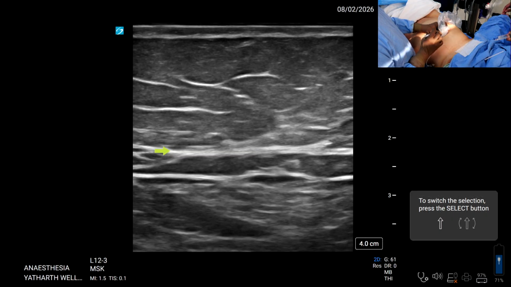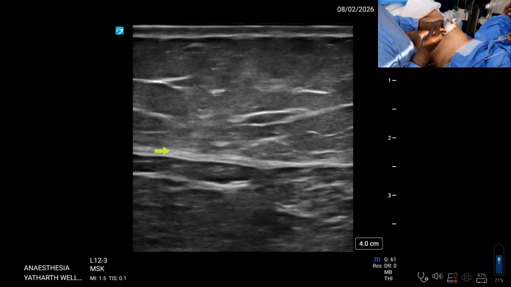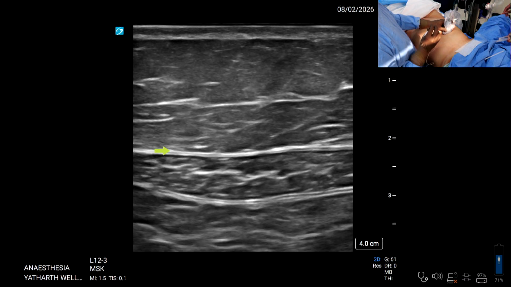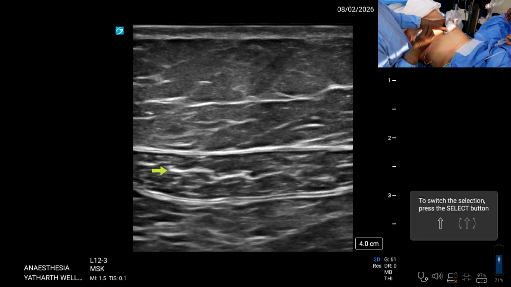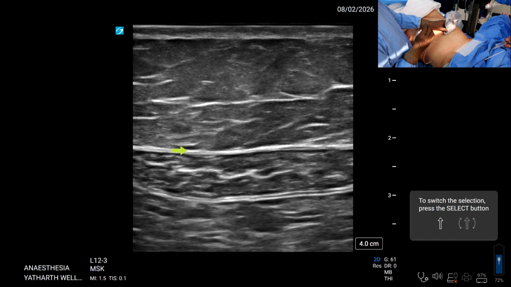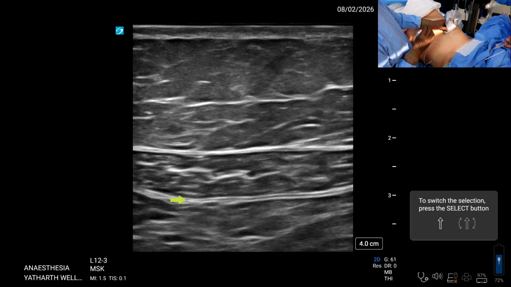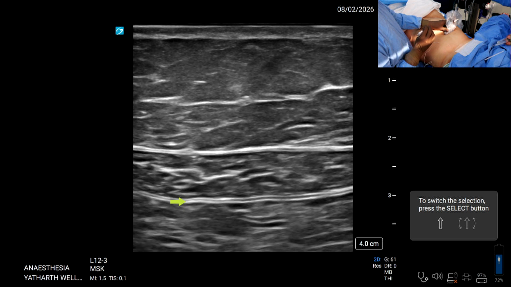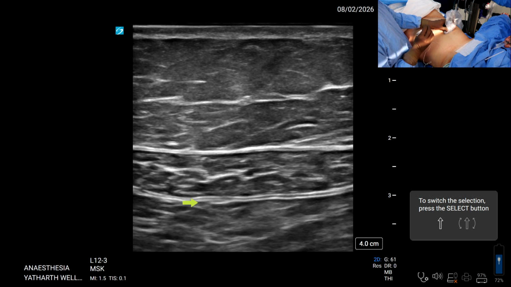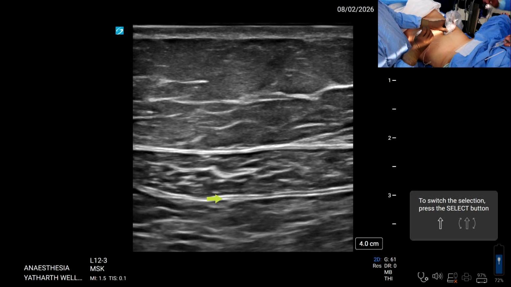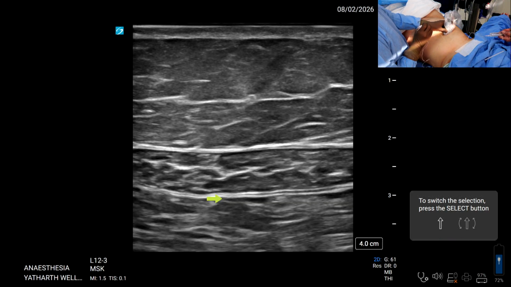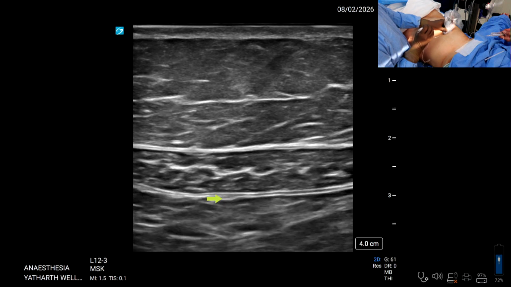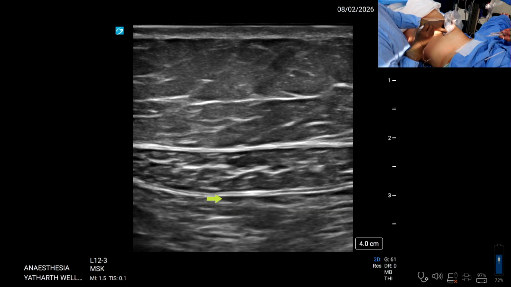So I'm going laterally, and I will try to see the rectus abdominis muscle. You can see the rectus abdominis muscle now. You can see the anterior rectus sheath. You can see the posterior rectus sheath. My aim is to deposit the drug above the posterior rectus sheath to block anterior cutaneous branches of the intercostal nerve. When I deposit this drug above the umbilicus in the rectus sheath, it will block anterior cutaneous branches of T6 to T9 and up to T10.